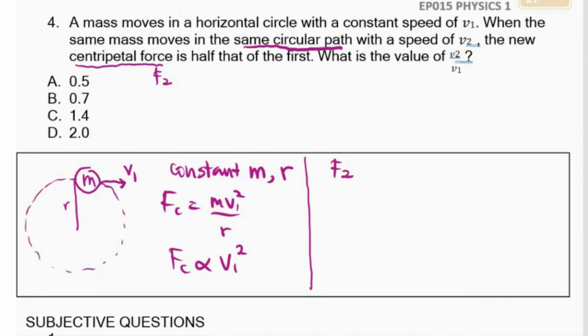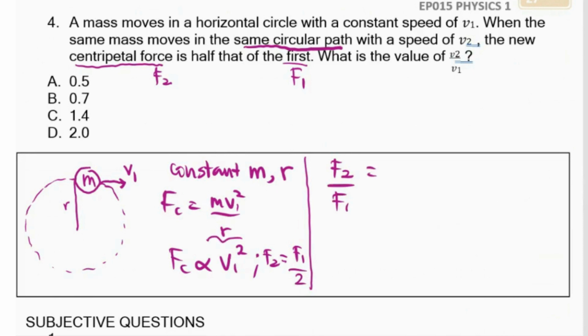But it says here, given F2, when the same mass moves in the same circular path with speed V2, the new centripetal force is half of the first. So the new centripetal force, which is F2, is half, meaning 1 by 2, of the first, which is F1. So F2 equals F1 divided by 2. Right? So here we can find the ratio between F2 and F1.